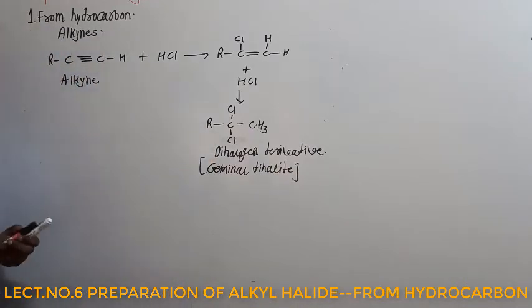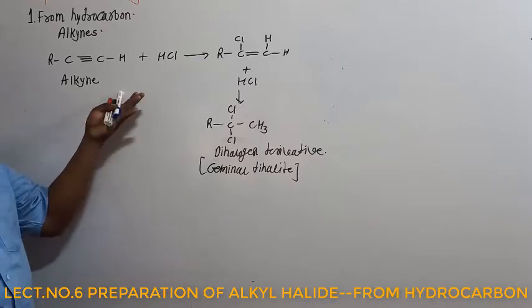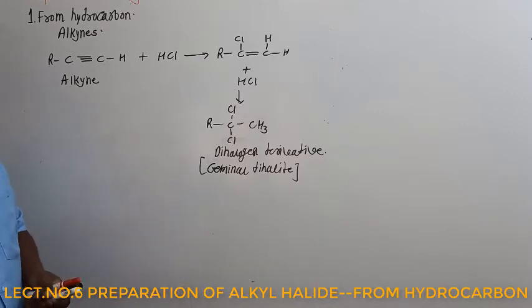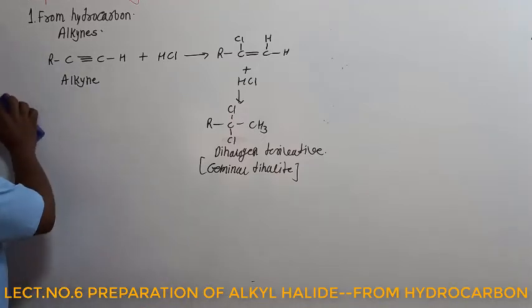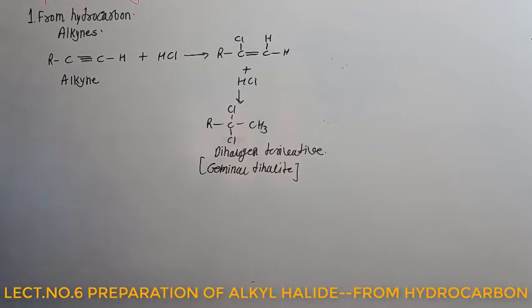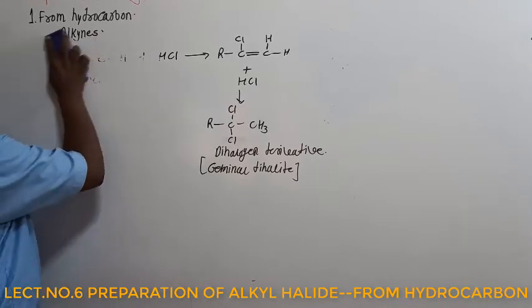So this is the example from alkyne. If you react with HCl, you get a dihalogen derivative. There is one other method, which is the last one. Let's start with that. Have you written it? Okay, let's start with this.